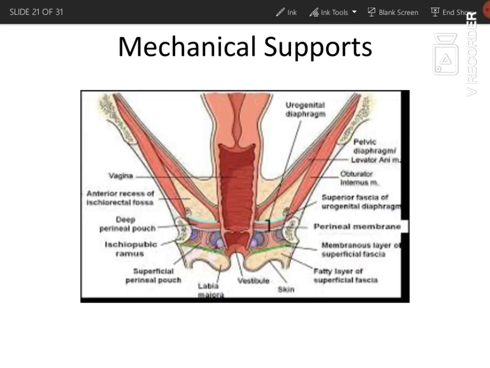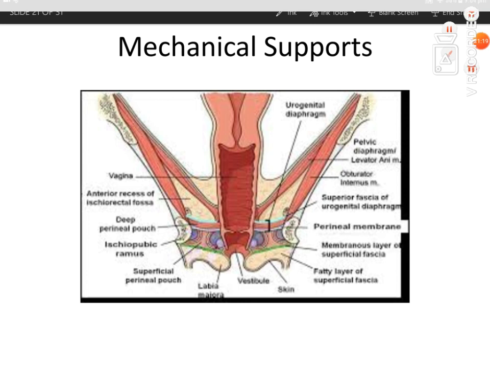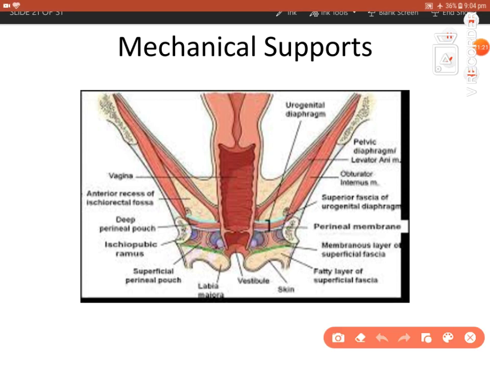Then coming to the mechanical supports or the muscular supports. This is a coronal view. Here this is the uterus, cervix, this is the vagina, this is the vestibule. This muscle is the levator muscle. Here this is the ischiopubic ramus. This is the vagina.